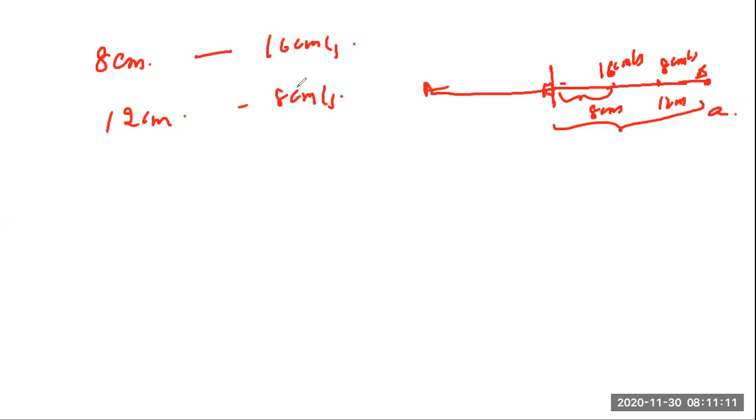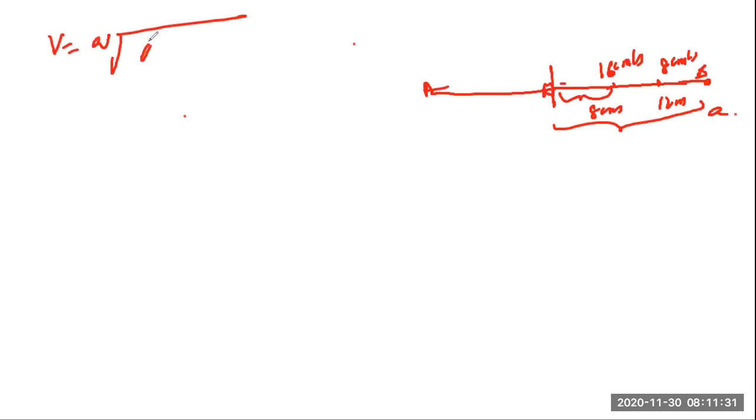Okay. Now, we know the formula. Velocity is equal to omega into, what is the formula we have written? V is equal to omega root of a squared minus y squared. Do you remember this formula? Check whether I have written or not this formula. No, sir.